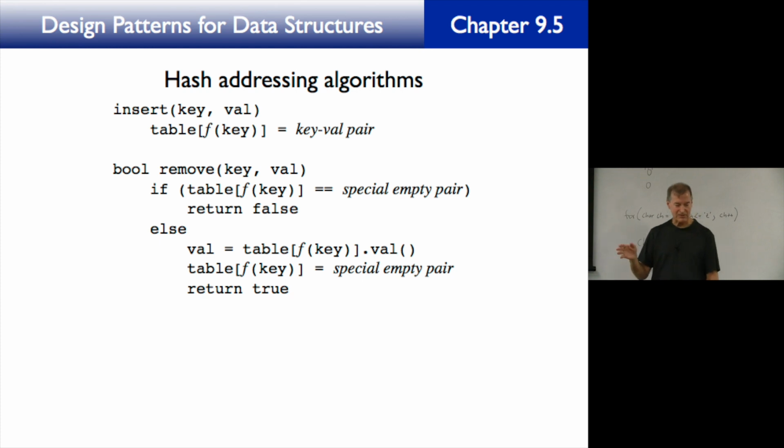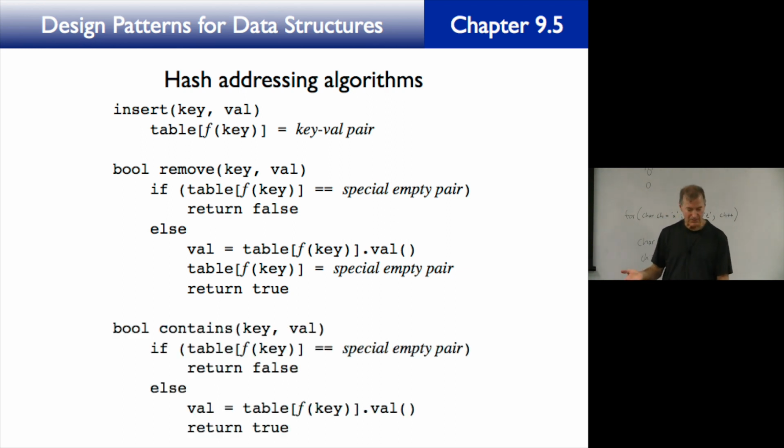And then how about the remove? It's the same thing. To program remove, you don't say if table sub key equals a special empty pair. You say table sub what? F of key. You apply the hashing function to it. And it's the same way with all of them. But still, no loops. No loops.